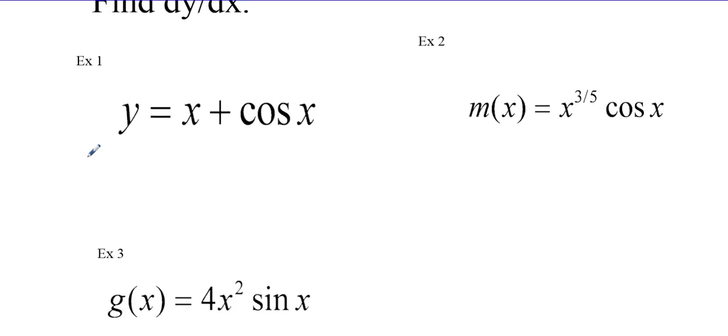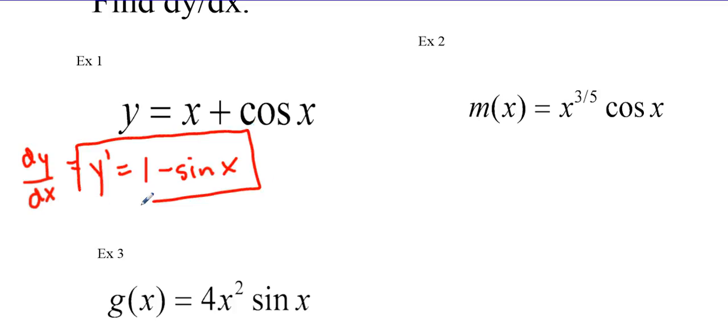Now, to find the derivatives, we're going to take y prime, or dy/dx. Y prime equals dy/dx, just so everybody knows this. All right, so the derivative of x, I'm going to use the power rule, is 1. Well, the derivative of cosine, we just found out, is negative sine of x. So the derivative of x plus cosine x is 1 minus sine of x. And that's our derivative.